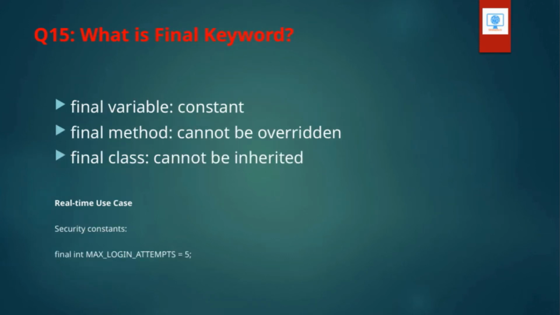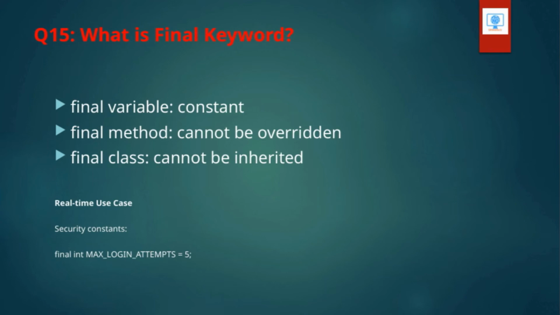All right, let's talk about the final keyword in Java. When we use final with a variable, like a final variable, it means that once we assign a value to it, that value cannot be changed later on. So, in this case, final int MAX_LOGIN_ATTEMPTS = 5 indicates that the maximum number of login attempts is fixed at 5, and it can't be altered during the program's execution.